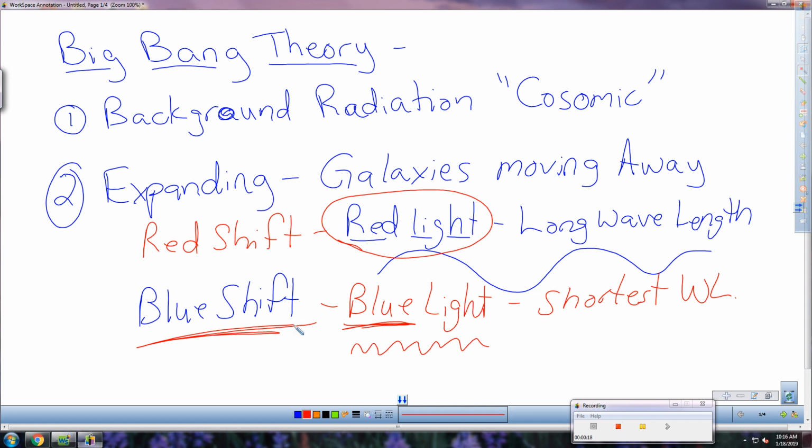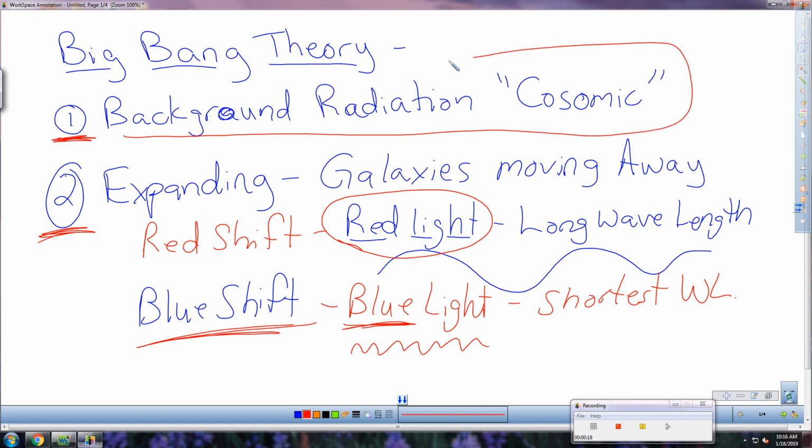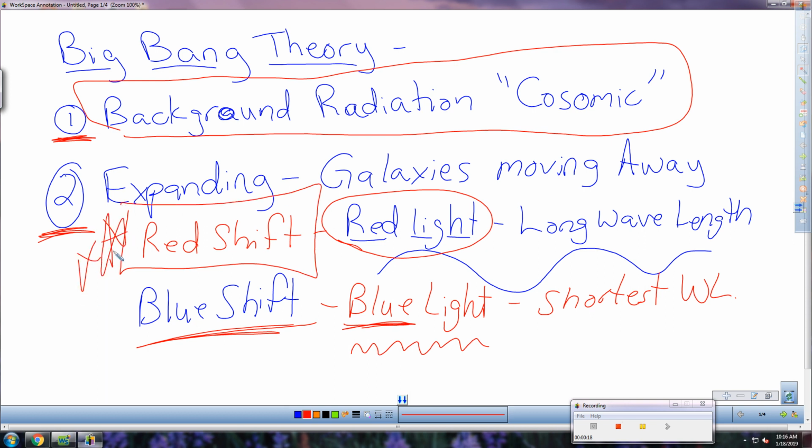So, a couple of things to go back over. Big Bang, two real key pieces of evidence that support it. Number one, people were asking where is the energy from the Big Bang, and they found it in the cosmic background radiation. Number two is if this thing is getting bigger, there should be signs of everything expanding, and we know everything is expanding because most things are showing us a red shift, which means the wavelength coming from the light is getting longer and longer.